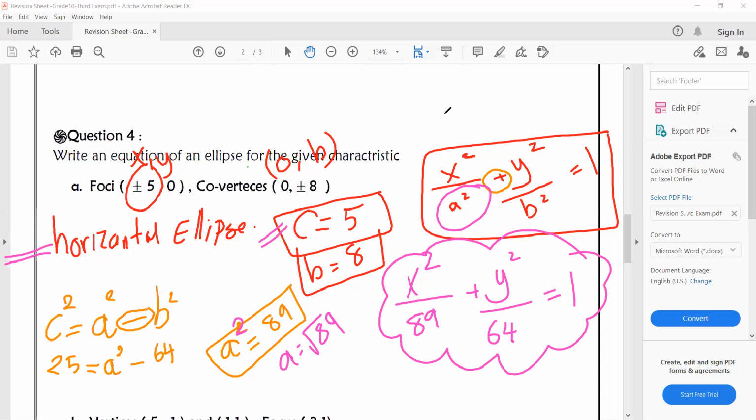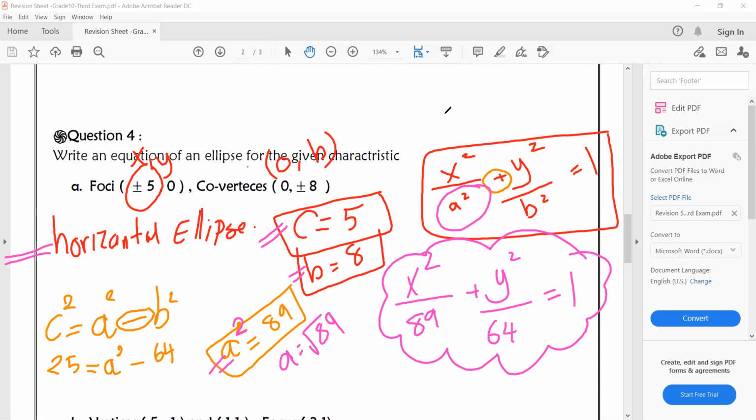What is the value of C? What is the value of B? What is the value of A? And now you can write the equation of the ellipse. Yes? Teacher, in this case, we can know it's horizontal or vertical from the 89. The 89 is greater and it is in the X.